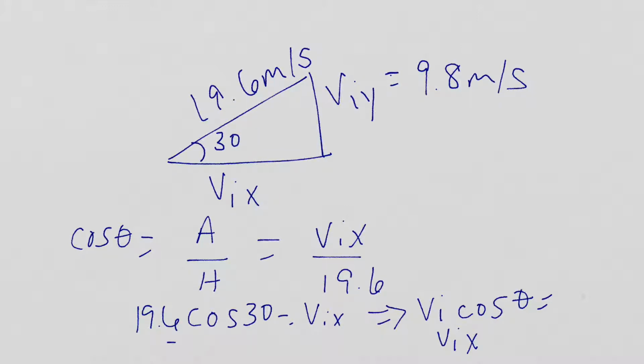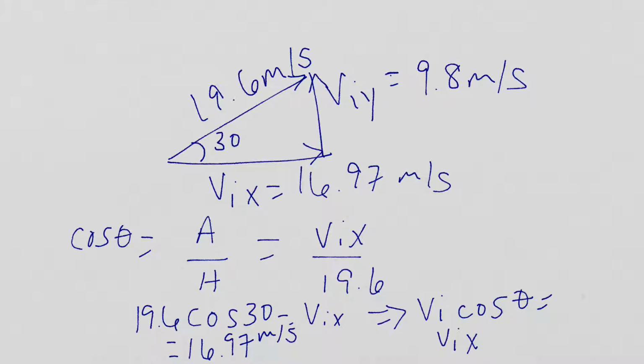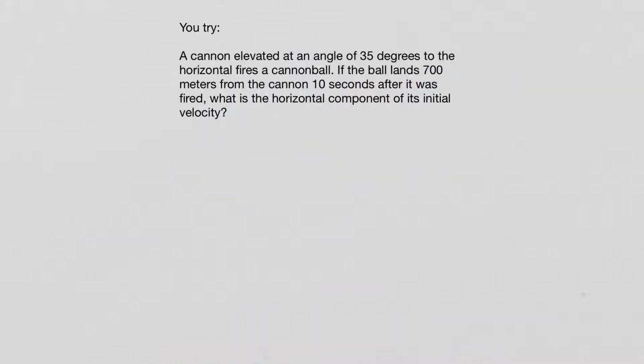And we get 16.97 meters per second. So this is 16.97 meters per second. So now we found the x and y components for this right here, and we should add our arrows, since it's a vector, they're all vectors. All right. So then the next thing is for you to try.